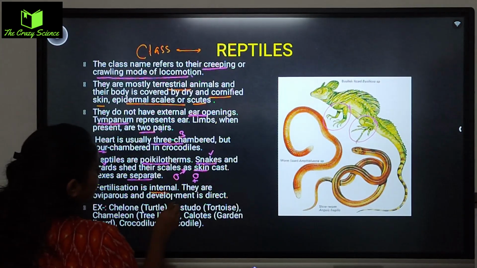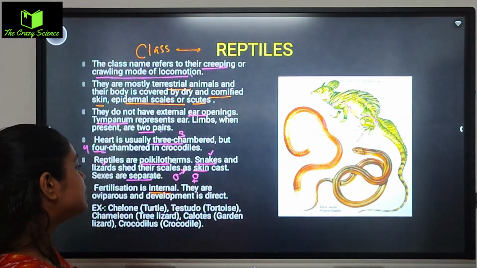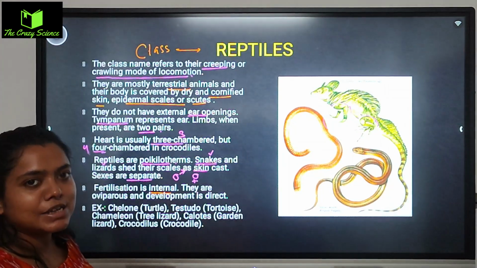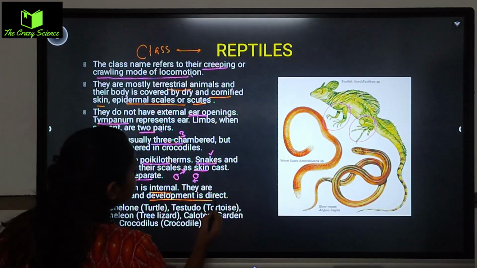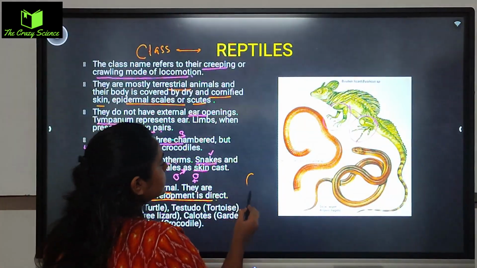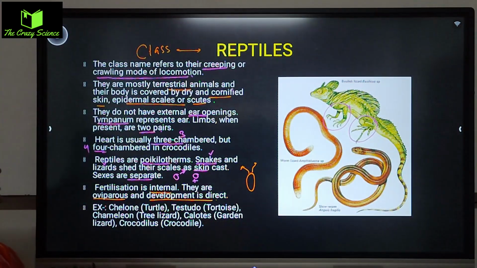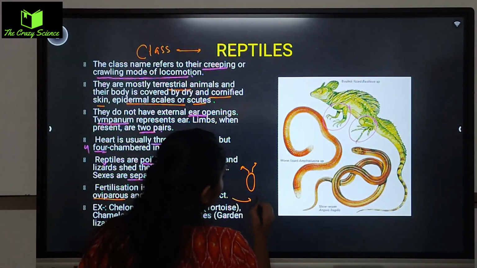Fertilization is internal here, their fertilization happens inside, unlike what we saw in the frog. Amphibians, we saw the frog, that was external, and here it is internal. They are oviparous and development is direct, meaning they also hatch eggs. Babies come out of the hatched eggs. Development is direct, meaning ultimately whatever you get will be an adult.